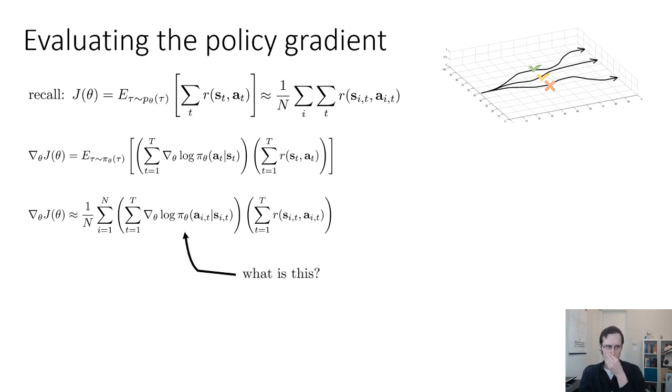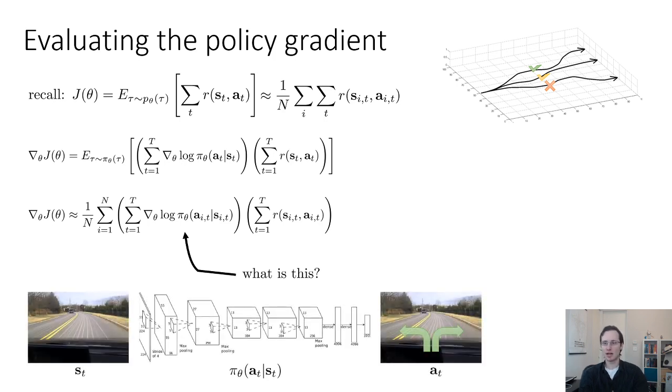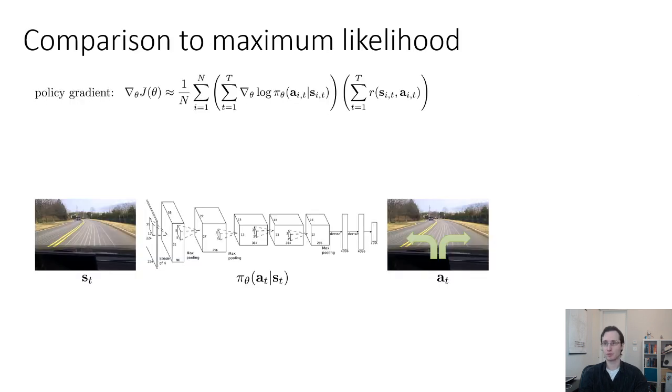So first, what is this grad log pi thing? Well, pi is the distribution given by your neural network. So if you have discrete actions, pi of a given s is just the result of the softmax. So you can compute these gradients using backpropagation in your neural net. That's actually pretty straightforward. In fact, this gradient is superficially quite similar to the maximum likelihood gradient, the one that we actually used to train with supervised learning.